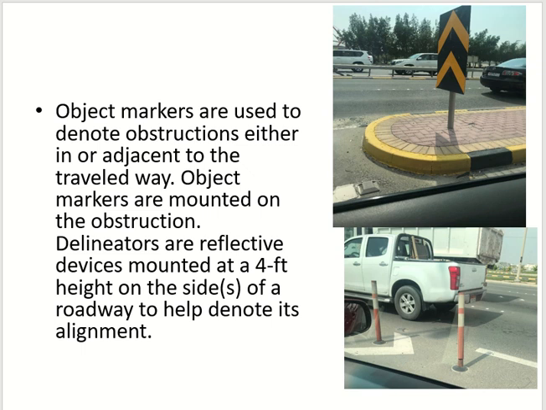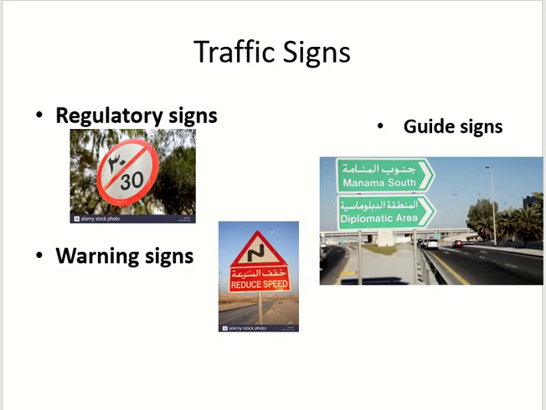Object marker, it is denoting or showing an object. What is the object here? This one, the traffic island. So the object marker is showing that now there is an object coming in your way. So stop or go right or left. Clear? Whenever there is a road closed or something like this, dead end and so on, you see an object marker. Clear? Okay. Then we have traffic signs.